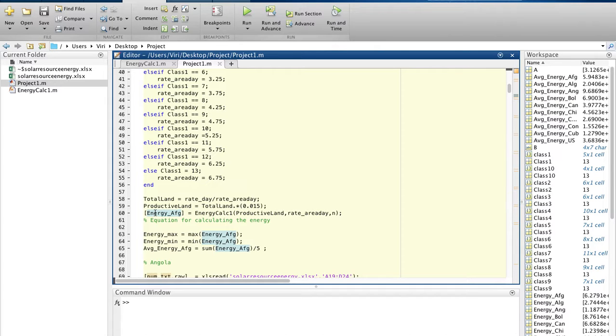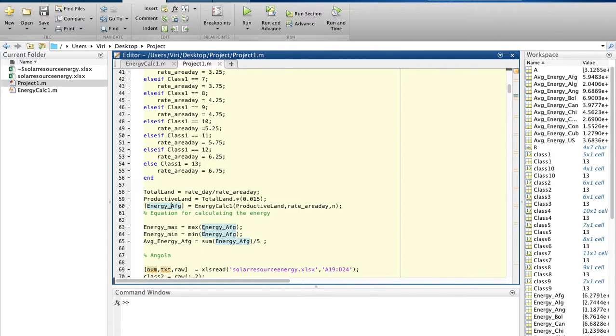So we just rename the energy name using the first 3 letters of the first country. We sent the information or the data here, and then it's going to return the value for Afghanistan, for example, and store it under this variable name here. And then for the energy maximum, we used the maximum function and sent in the energy of Afghanistan for it to calculate the maximum. And for the minimum, we just used the minimum function.